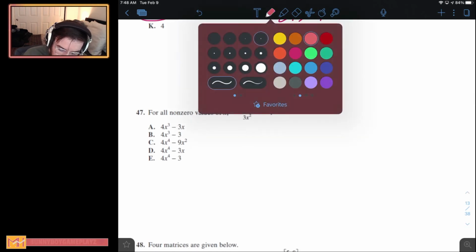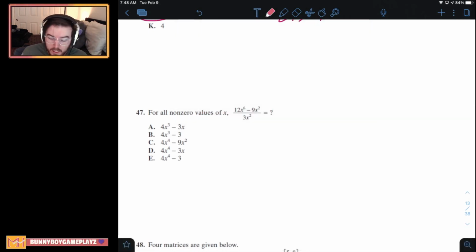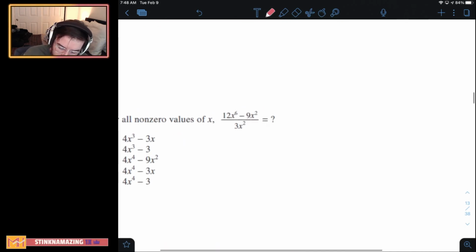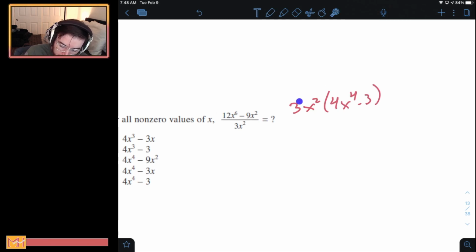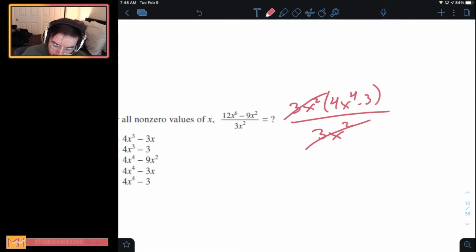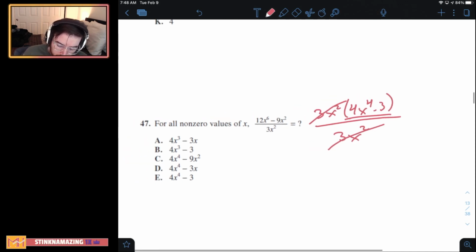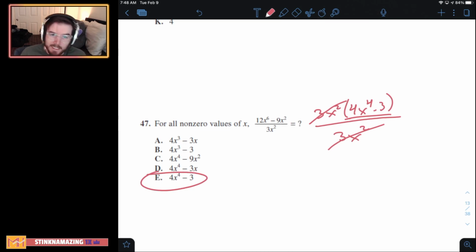Well, this is actually a problem straight from our current unit, Unit 7, reducing rational expressions. So, is there a GCF that we can factor out of the top? Of course there is. They're both divisible by 3, and they share x squared. So I'm left with 4x to the 4th minus 3, over 3x squared. Well, holy cow, we can just completely cancel that out, and we're left with 4x to the 4th minus 3. Option E. Easy. Good thing we do our class.